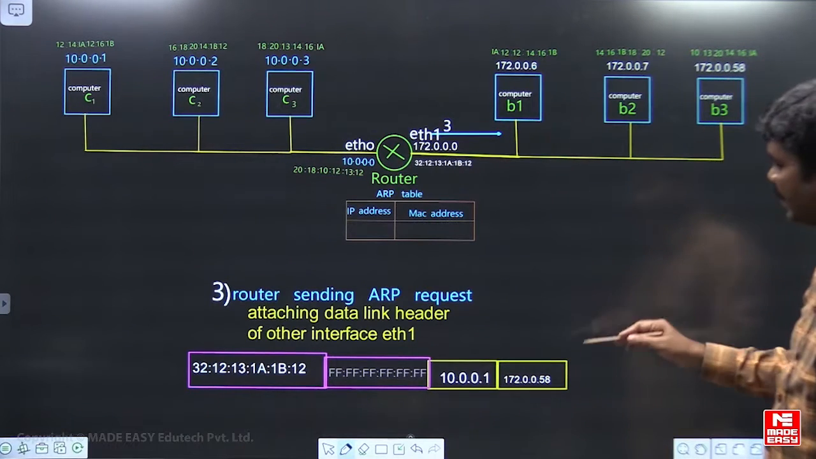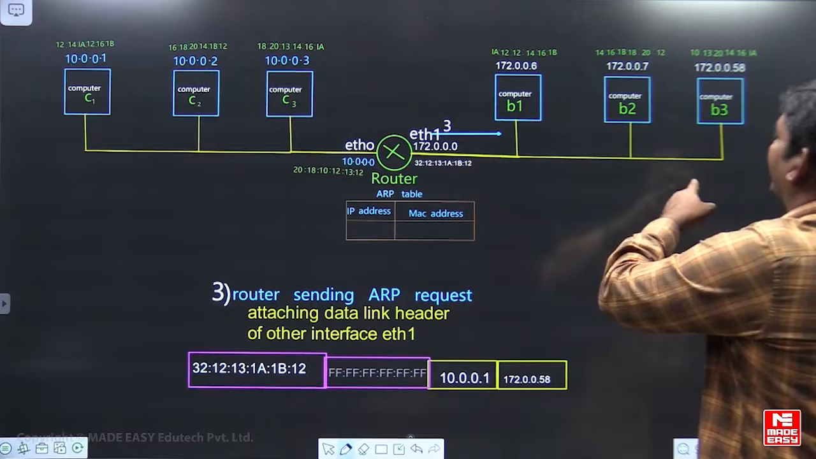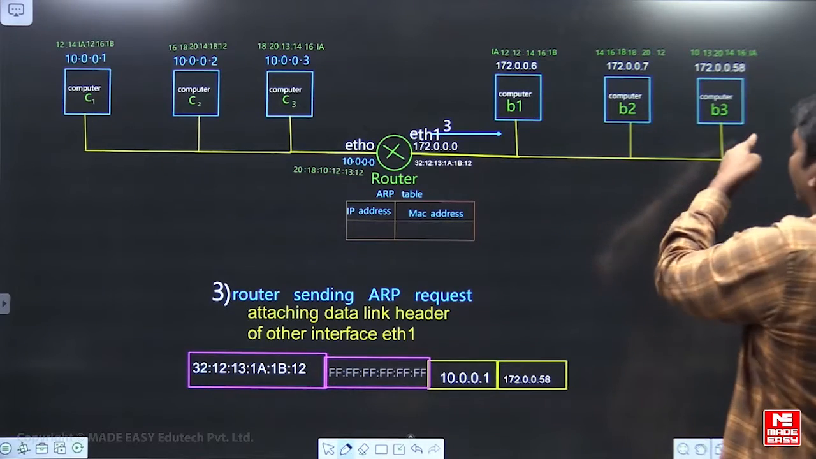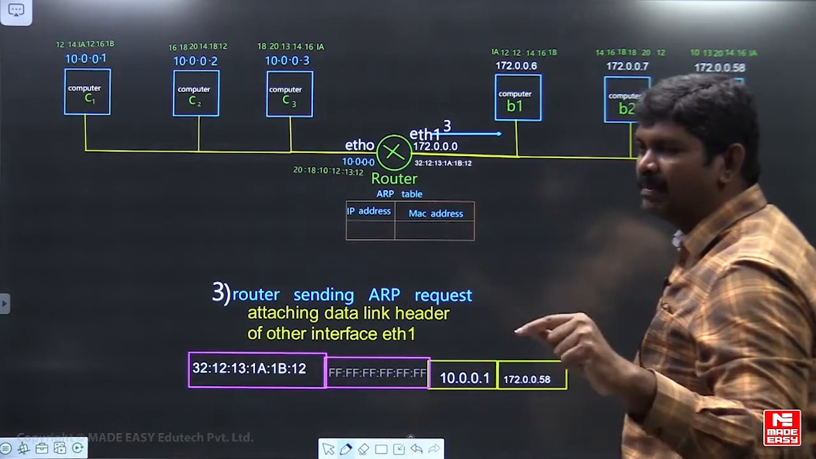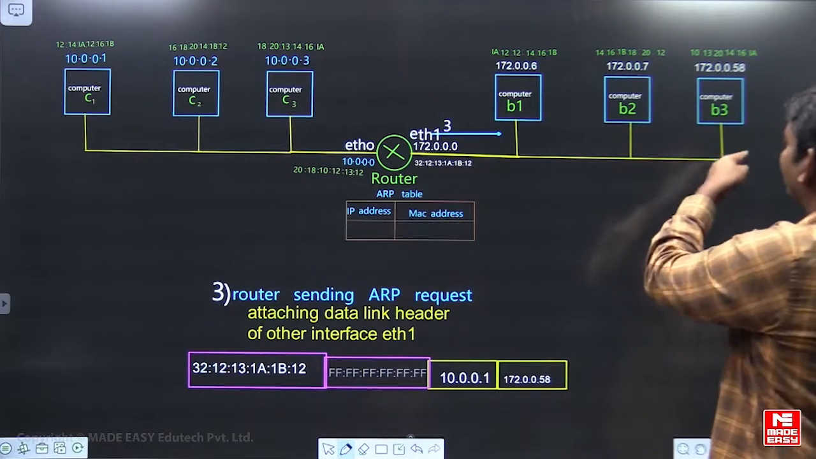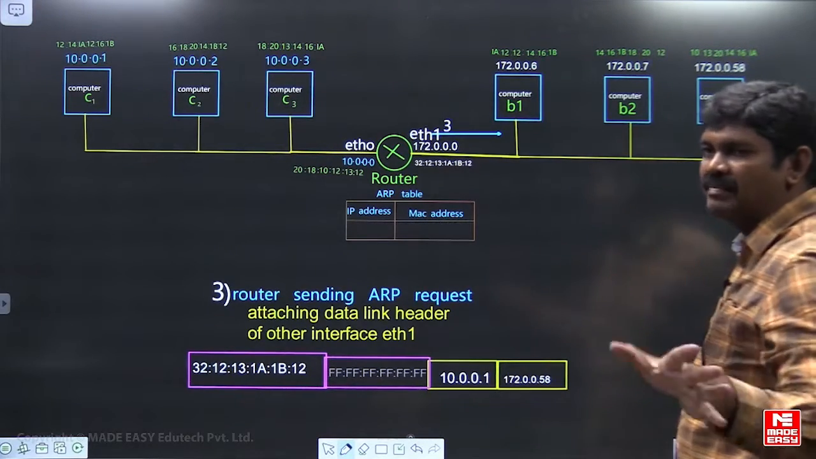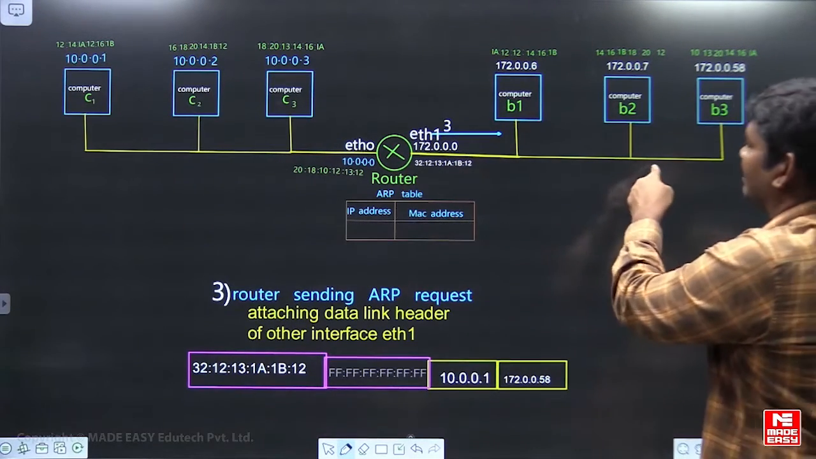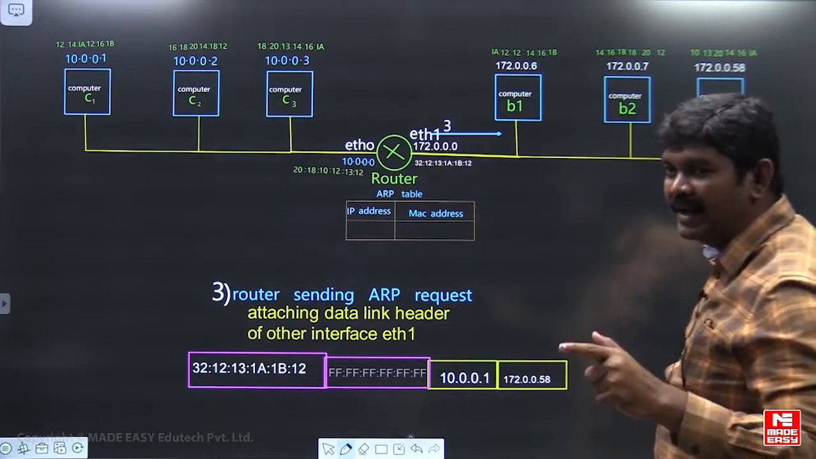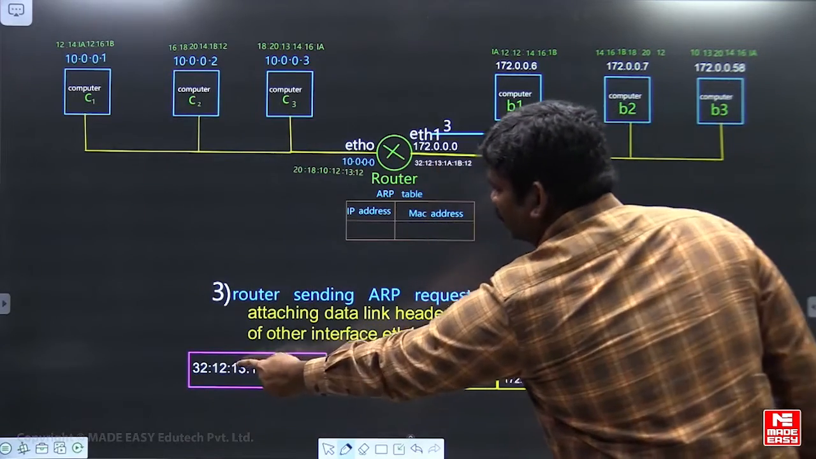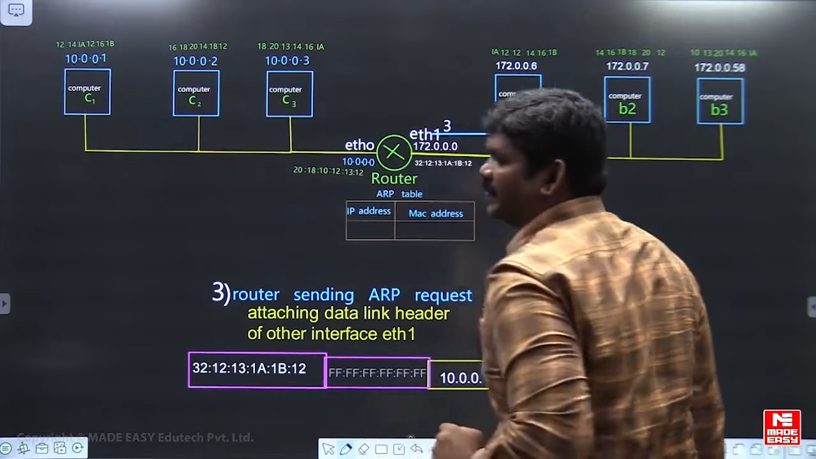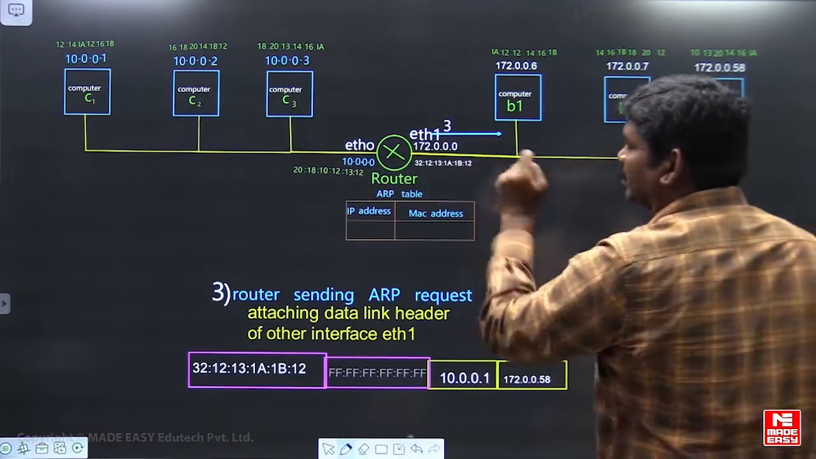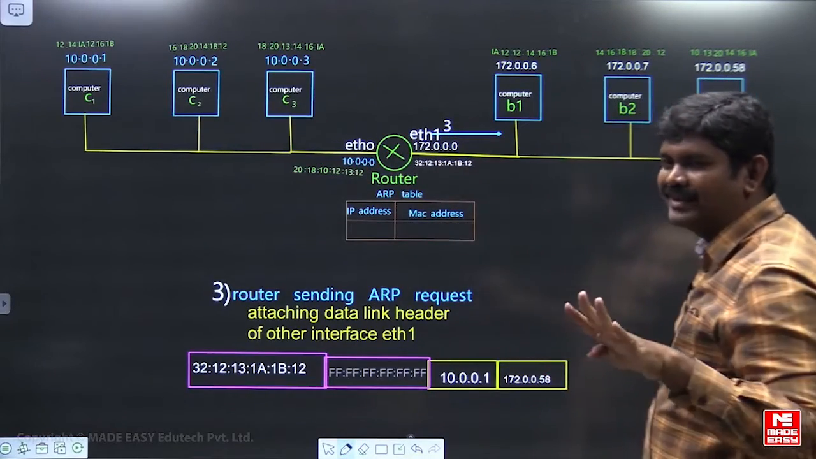Now once it is matching, it will take the ARP request packet and give a response, and that response is called ARP reply. But can you tell me to whom it will give the reply? Yes, absolutely. That ARP reply will be given to this router only. Why? Because here the source MAC is 32.12.13. It cannot give a reply to this one. So it will reply only to this router. So that is the fourth case.